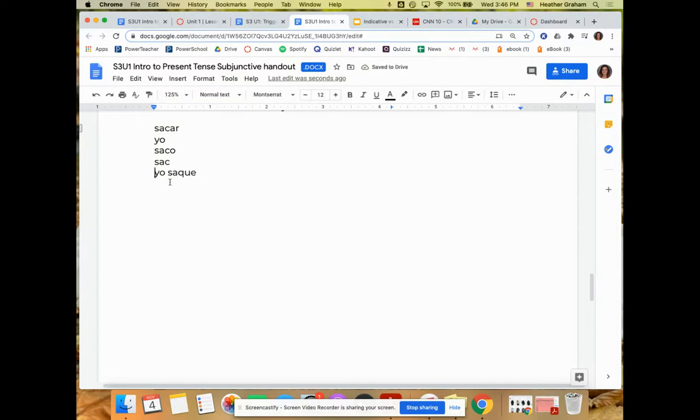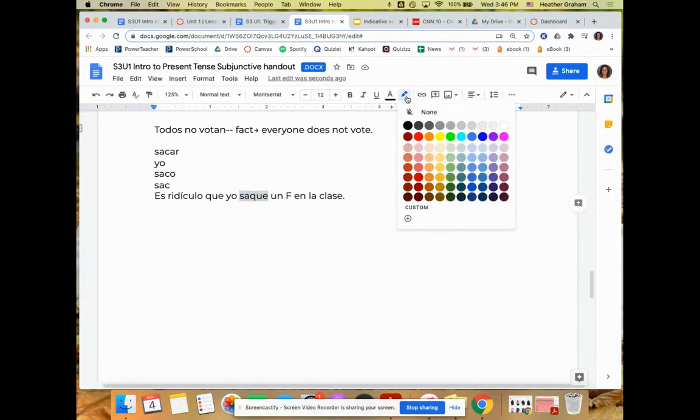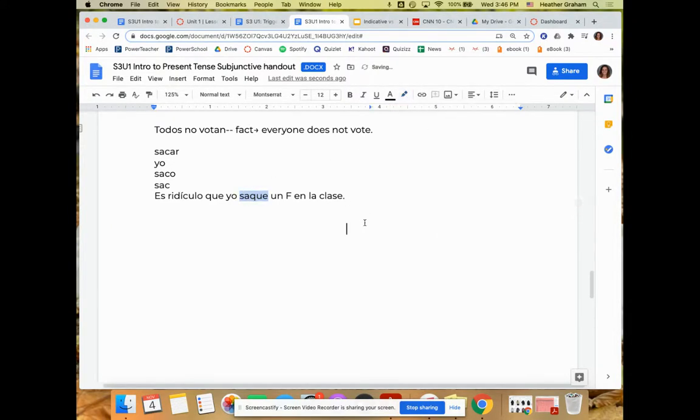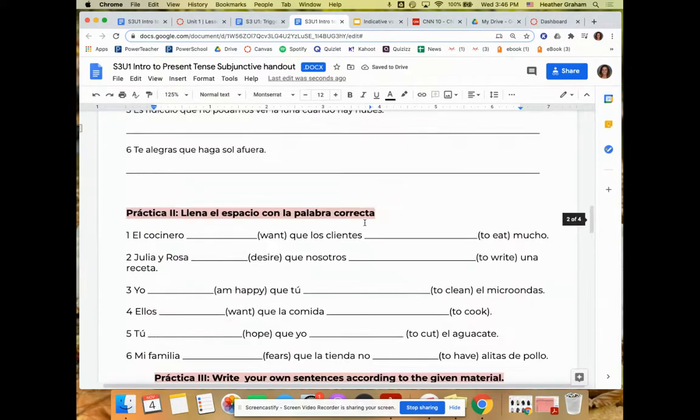But you need to put a phrase in front of it to really make it subjunctive. So you could say, es ridículo, it's ridiculous, que yo saque una F en la clase. It's ridiculous that I get an F in class. So the only reason that we made it into the subjunctive is because we first had a clause here that called for it. So that is how we do our car-gar-zars in the subjunctive, just like we did in our negative tú commands.